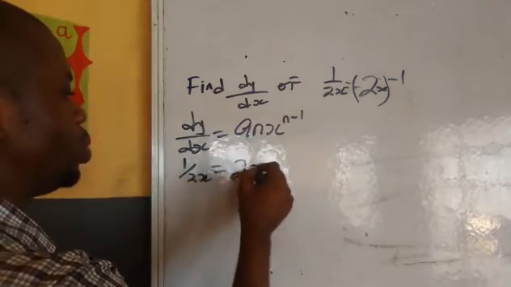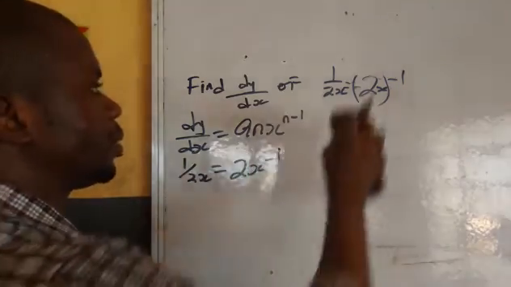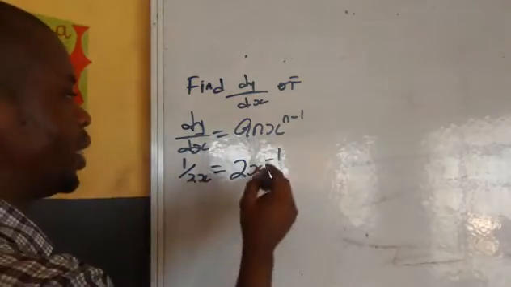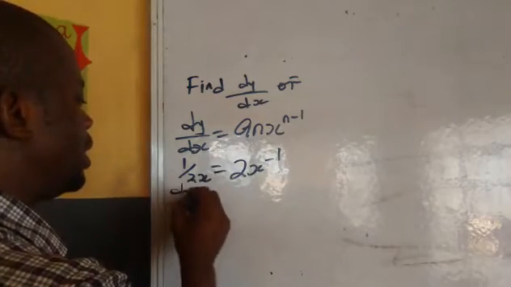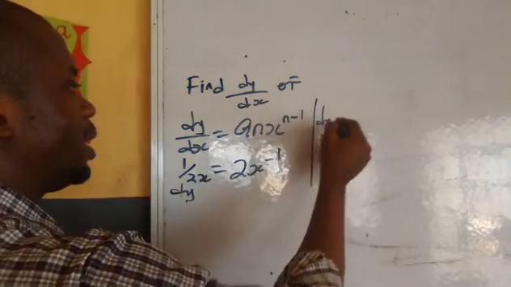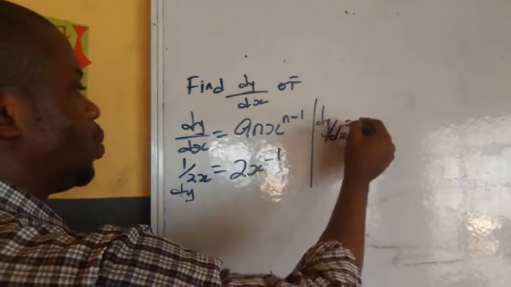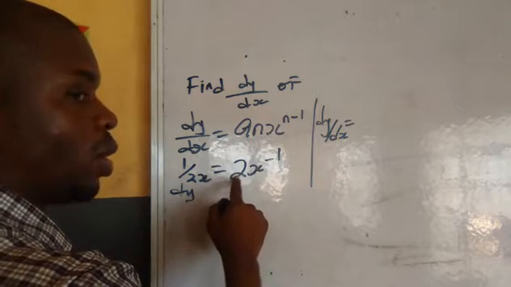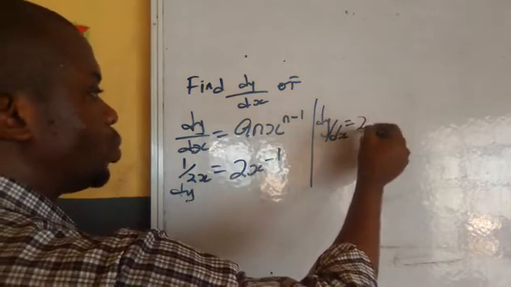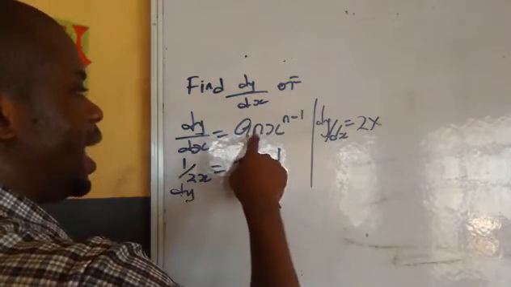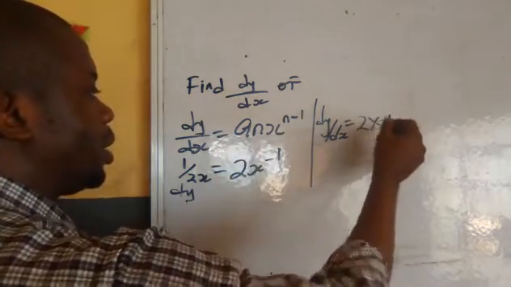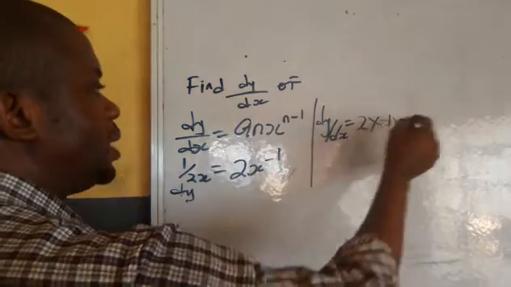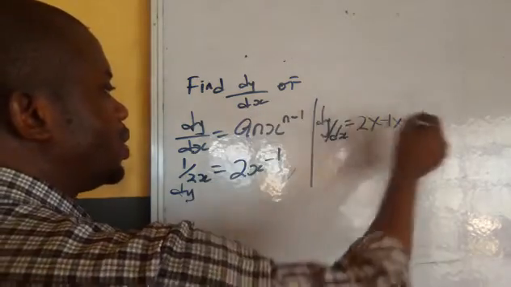So for our 1 over 2x, it is going to be 2x raised to the power minus 1. It is now this that I'm going to differentiate. Don't forget the formula for dy/dx. My dy/dx equals a, where a is the coefficient, so I write 2 times n, which is the power, minus 1. Then times x, I'll put it back, and the power is n minus 1.